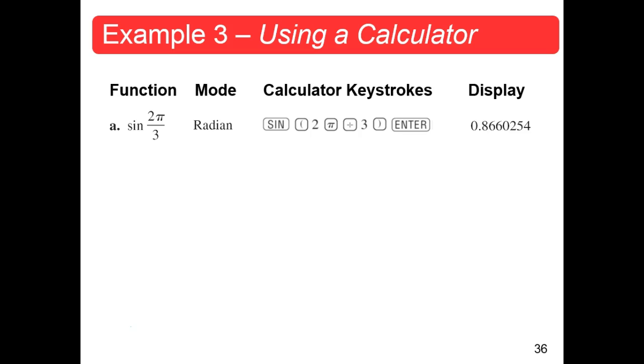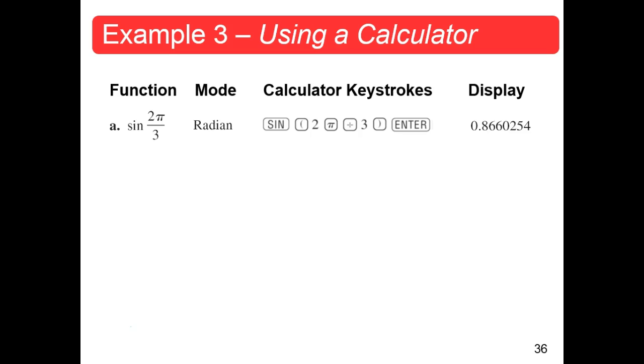You probably do. Is this a reasonable answer? Yes, it's between plus and minus 1. That's reasonable. If that had been 1.866, you did something wrong. Your calculator screwed up, okay? Something is off. Sine can only be between plus and minus 1.